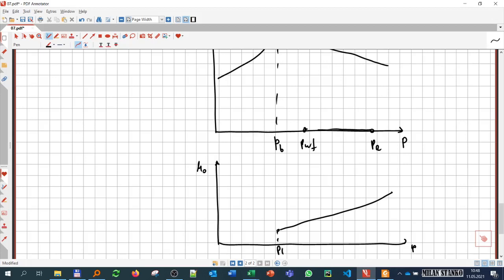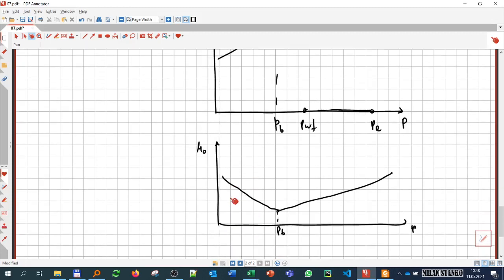Then after I reach the bubble point pressure, it starts to increase again. That increase is due to the fact that, in saturation, the fluid is losing light components like methane and ethane, and that makes the fluid heavier. It becomes richer in heavier components, and that makes it more viscous.